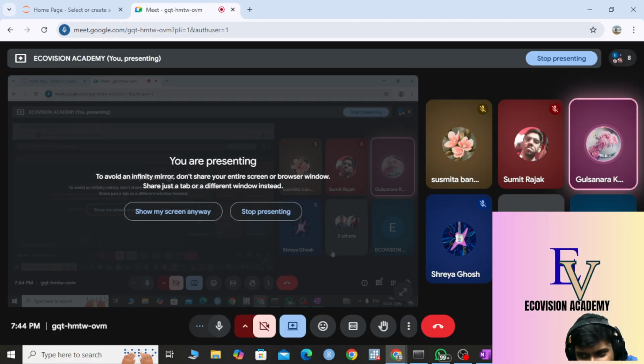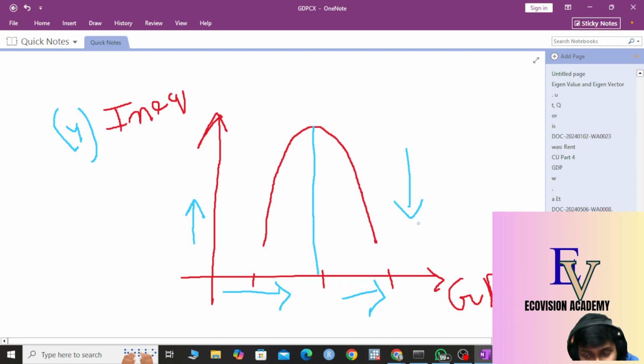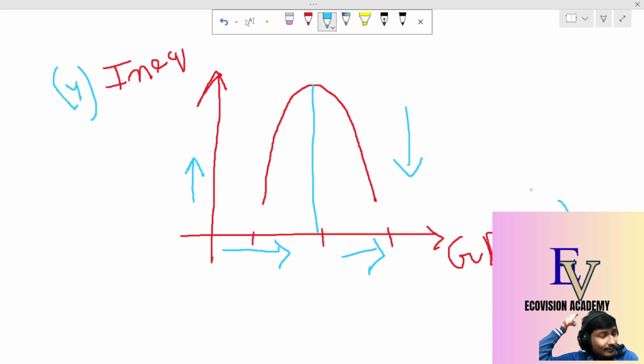Sir, like parabola type. No, no. What should be the regression equation? Not just y equals alpha plus beta x. What should the regression equation be in this case? I am just asking.